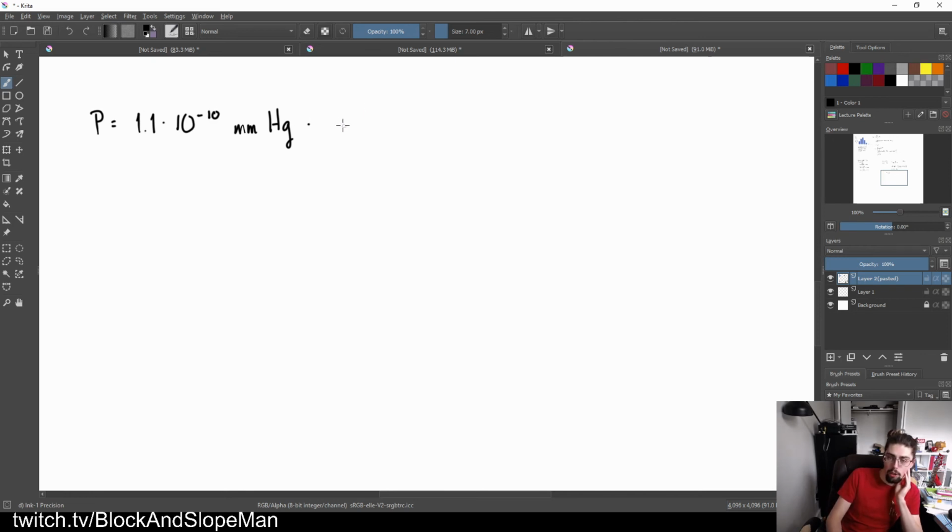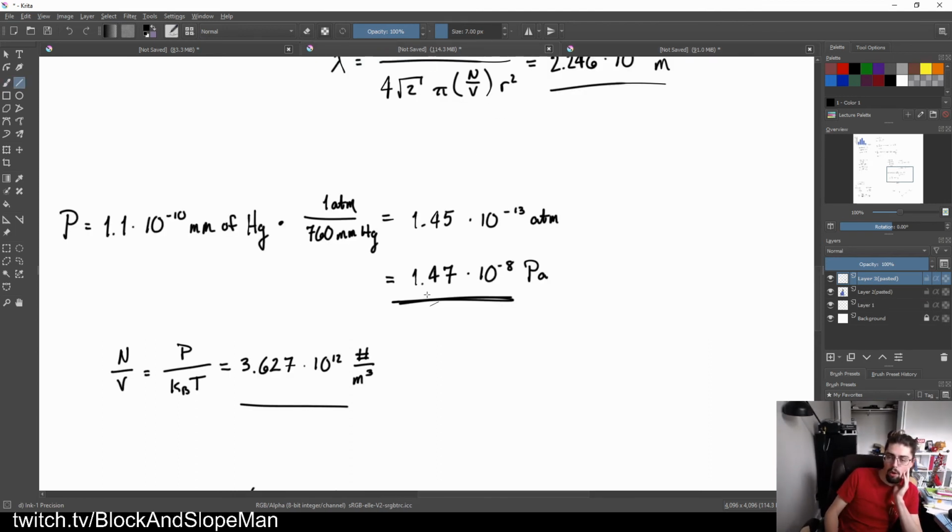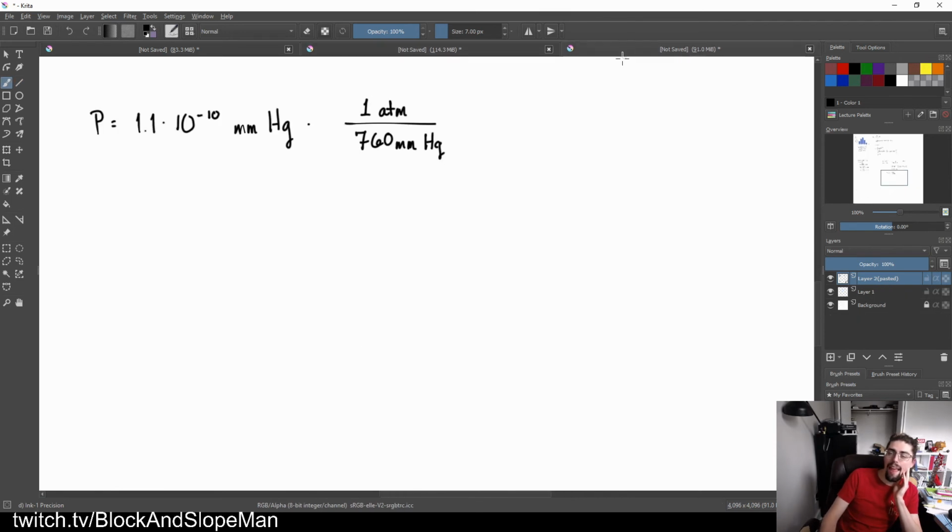But the conversion that we can do for this is that in 1 atmosphere, there is 760 millimeters of mercury. And when we do it like that, that should come out to be a number something like 1.47 times 10 to the negative 8th pascals. So, it's a little different, right? What's a factor of 15 between friends, though?